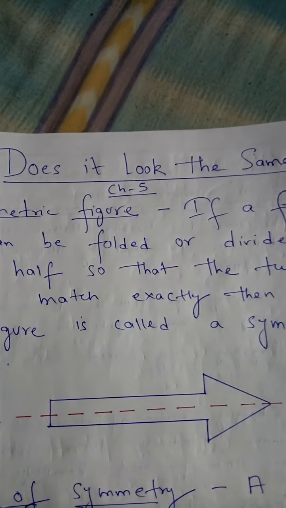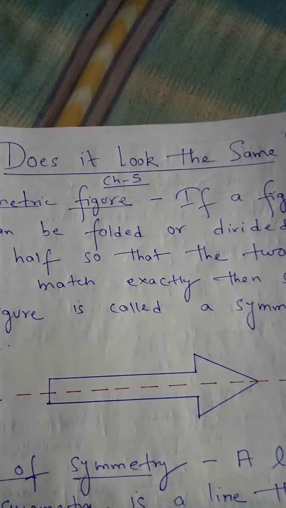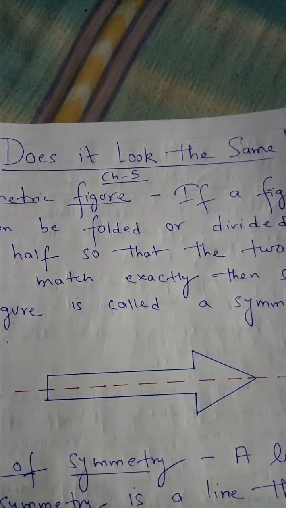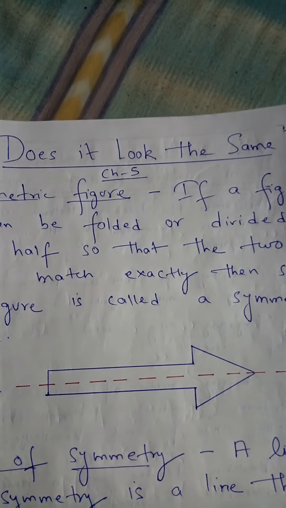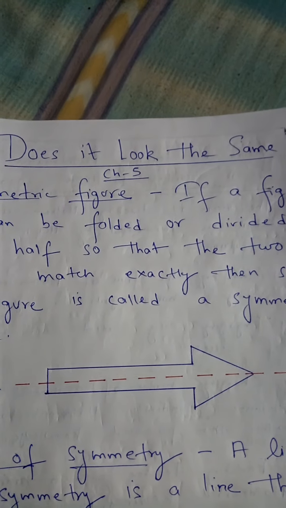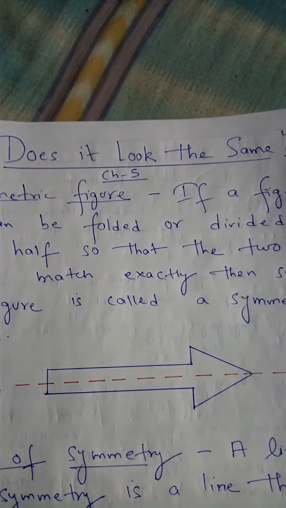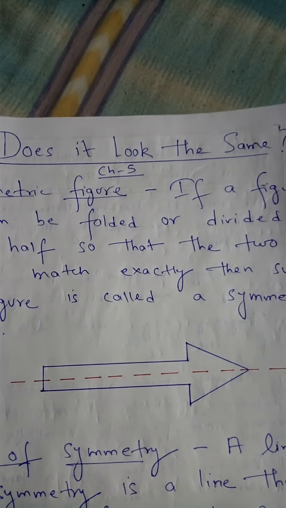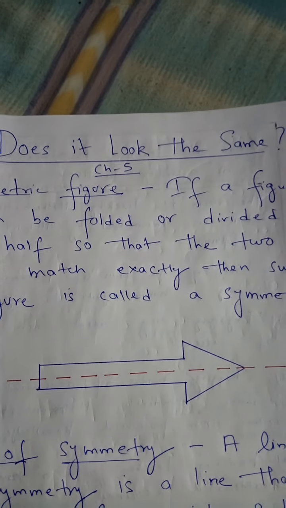Good morning, students. So today we are going to start a new chapter, and the chapter heading is, as I have written, you can see, does it look the same? This is chapter 5 of your NCERT book. Okay, chapter number 5. So what is related to this chapter? Basically in this chapter you have to learn about symmetrical figures and lines of symmetry.